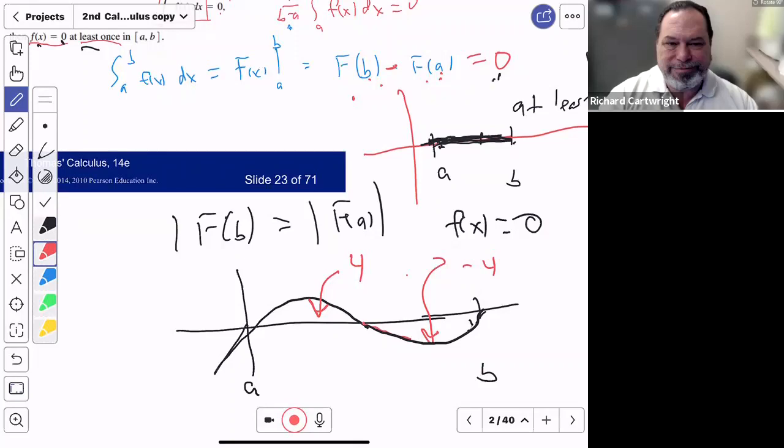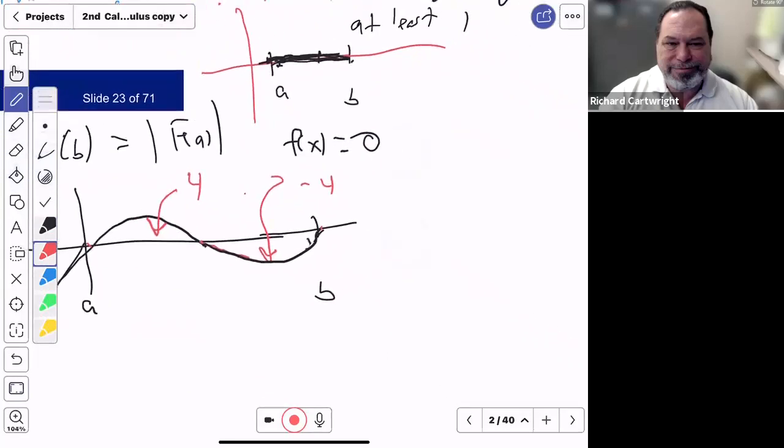So even though I'm going from A to B, these two parts are canceling each other out. 4 minus 4 gives you 0 because that's what negative area is. Now, granted, the absolute value of 4 is still 4. The absolute value of a -4 is still 4. But because this is above water and this one's below water, they cancel out.